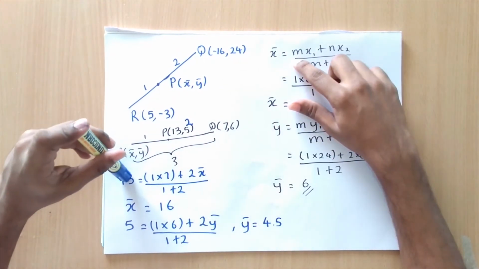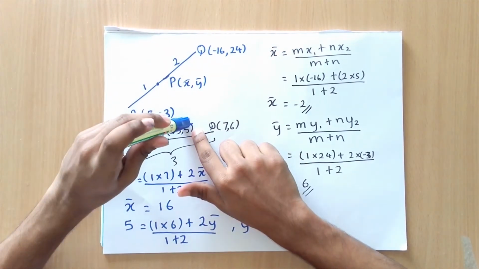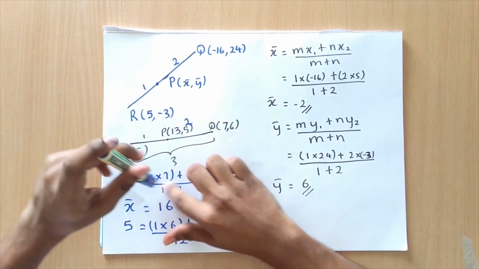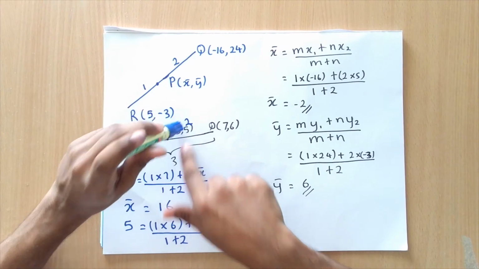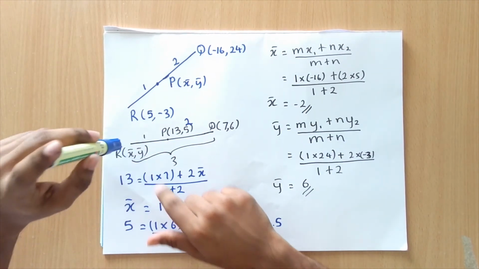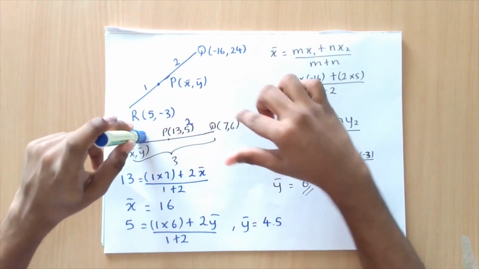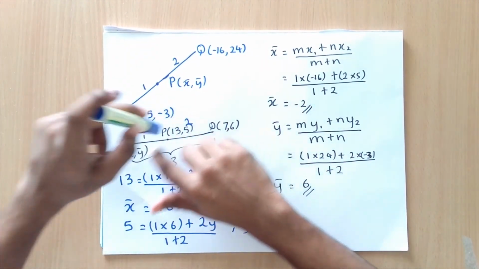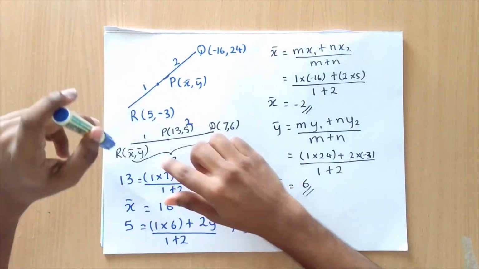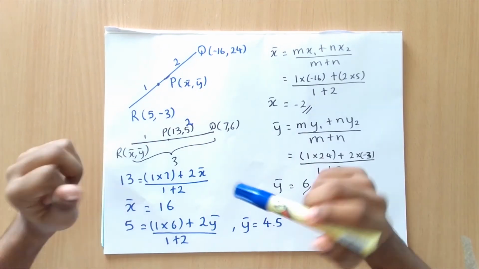So 13 equals (1 into 7 plus 2 into x bar) divided by (1 plus 2). So that will give us x bar equals 16. Similarly, 5 equals (1 into 6 plus 2 into y bar) divided by (1 plus 2). This gives us y bar equals 4.5.